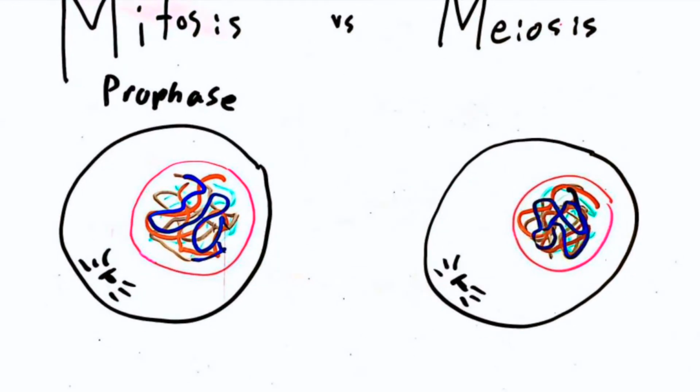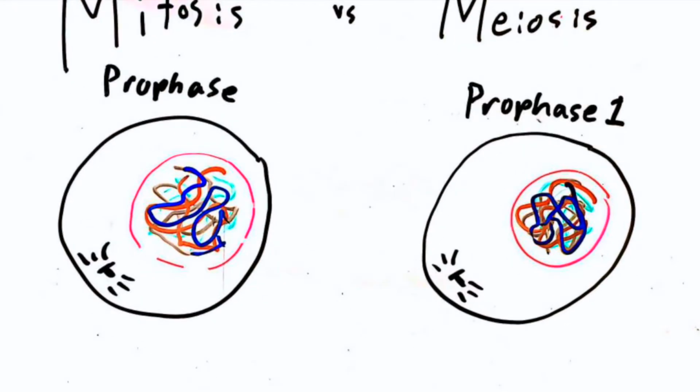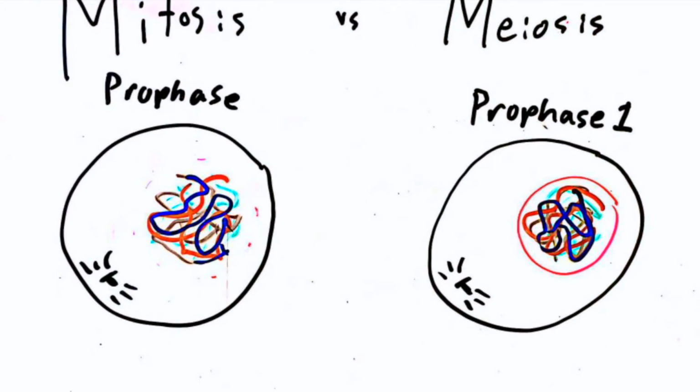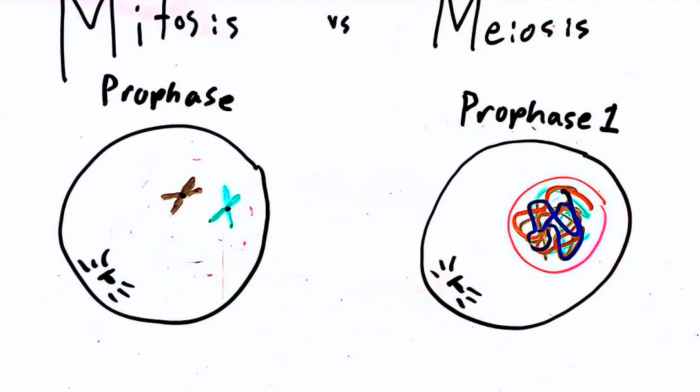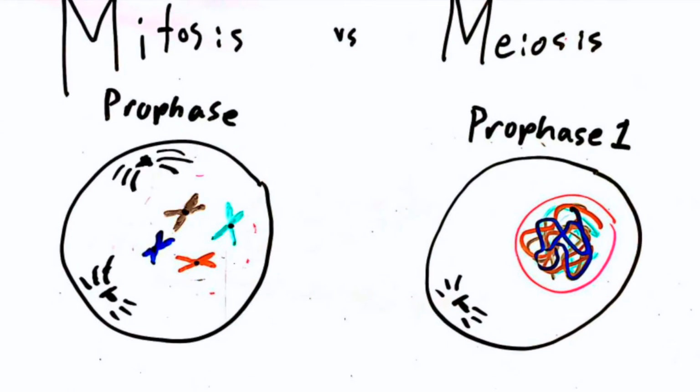The process of mitosis starts with prophase. The nuclear envelope breaks down, DNA condenses, and spindle fibers form off centrioles. The sister chromatids are bound together by centromeres.